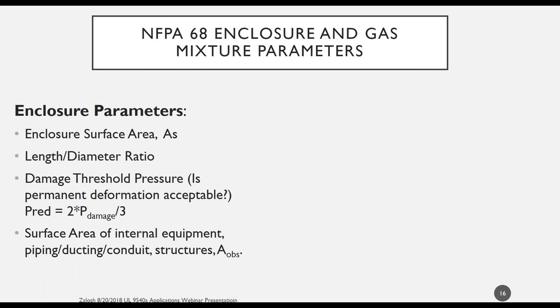In 68, then, you're designing for an A vent that will be large enough to keep the pressure no greater than 2/3 of the damage threshold pressure. And the total surface area of the internal equipment is also an important parameter because that promotes turbulent flame accelerations. Next, please.